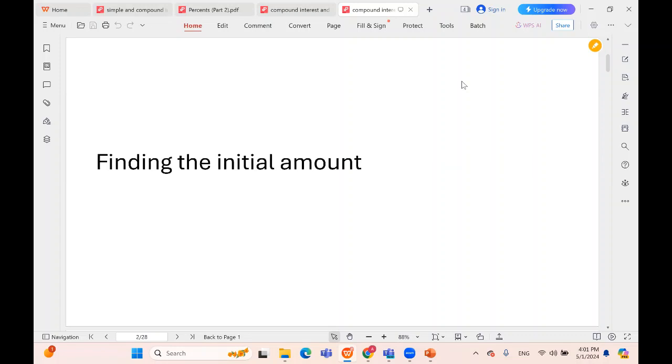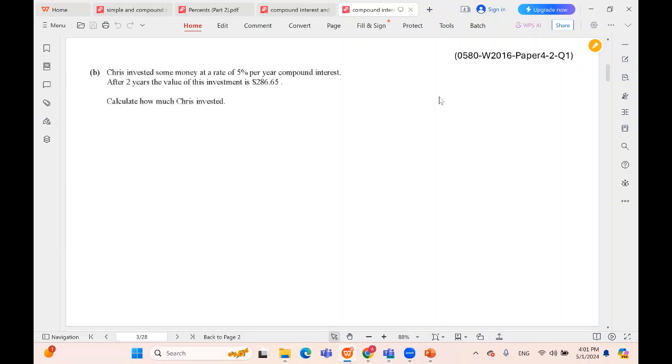We shall be dealing now with finding the initial amount. Chris invested some money at the rate of 5% per year, compound interest. After 2 years, the value of this investment is 286.65. Calculate how much Chris invested.